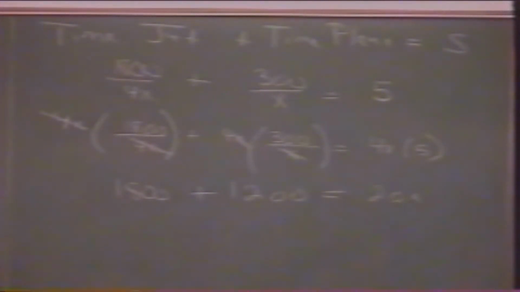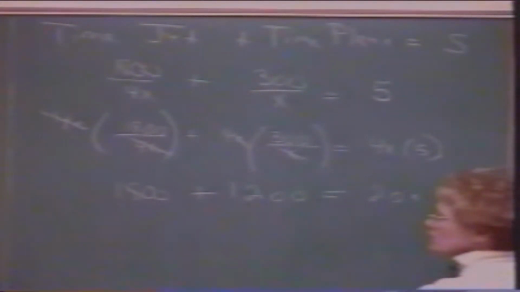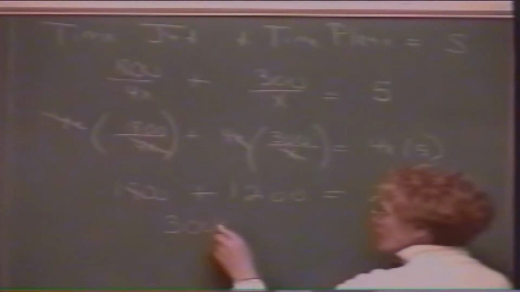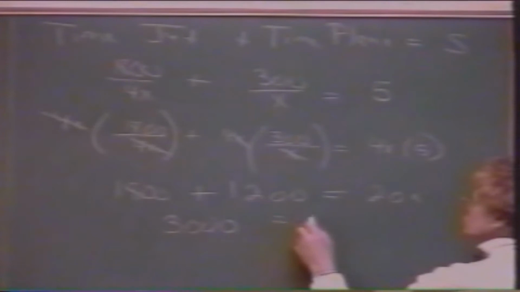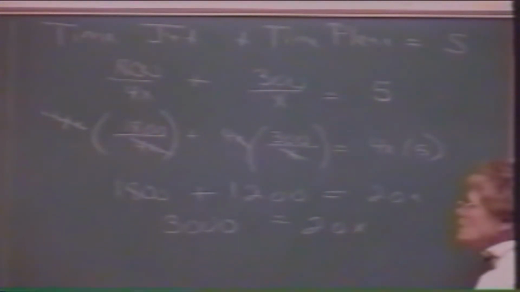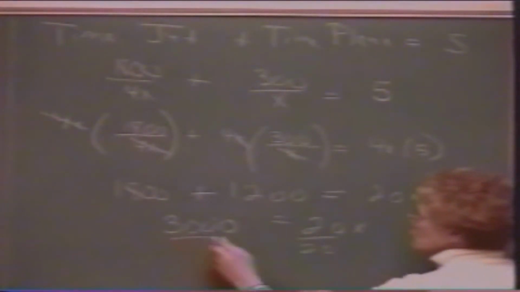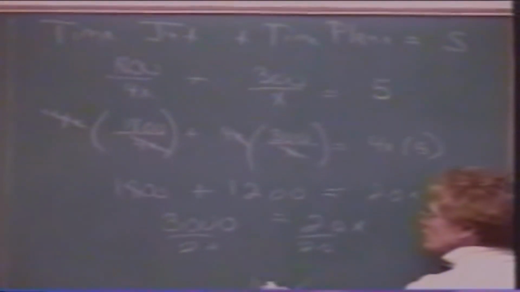Now, when you get to this point, you ask yourself, do I have a linear equation or a quadratic equation? What kind of equation do we have? Linear, because we don't have any squares. All we have are x's. So we can just add these up. That gives us 3,000 equals 20x. So what's our answer going to be? Divide both sides by 20, and we get 150.